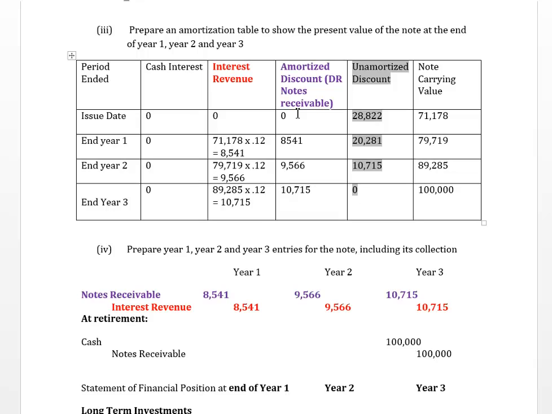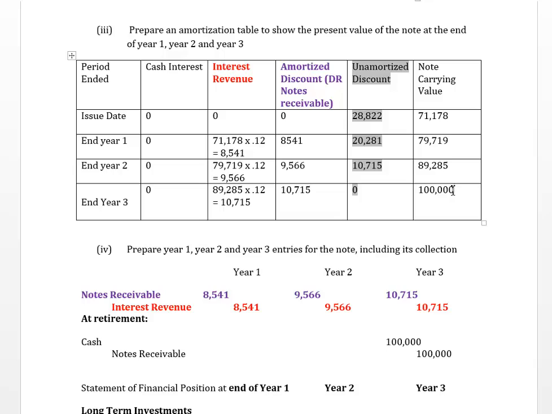The table will show us exactly how much interest revenue GLE will book and how much they will increase their note receivable. Because don't forget, at the beginning or issue date, the note is sitting at its carrying value or present value of $71,178. But we know that SAD has to pay GLE back $100,000. So we need to figure out how much we are going to debit the note and credit interest revenue for, to bring the note up from its current carrying value to its ending value, which represents the amount that SAD pays them back.